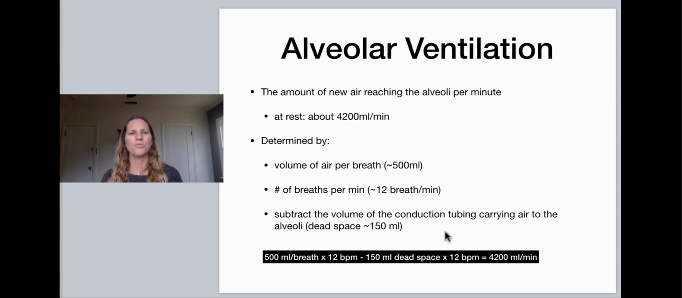And then we have to take out the volume of gas that's basically air that's in the conduction tubing, that's not actually in the alveoli. That space is called the dead space. So no gas exchange can occur in the dead space. Gas can only be exchanged at the alveoli. So any air that's in those conducting tubes isn't able to actually take place in gas exchange.